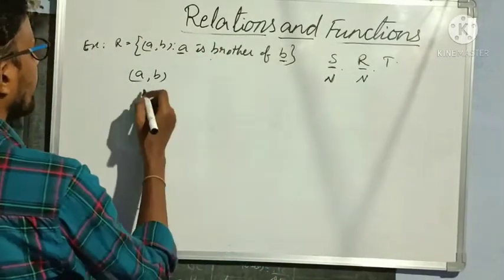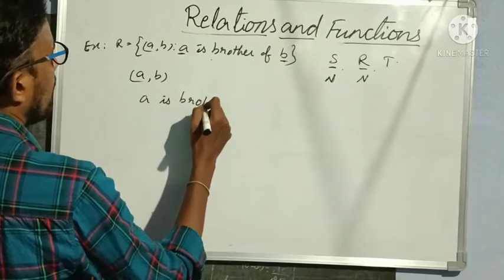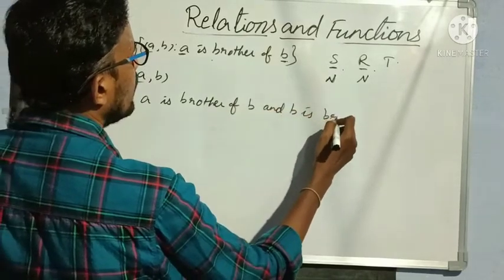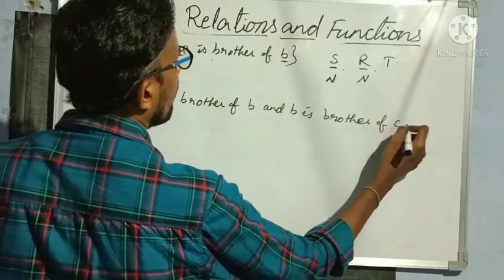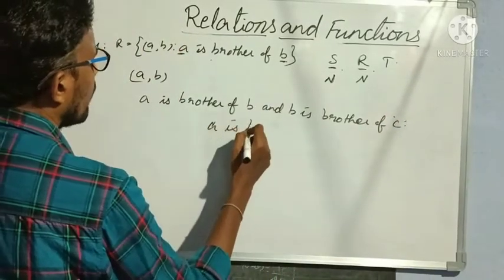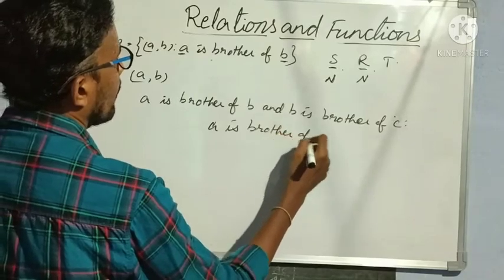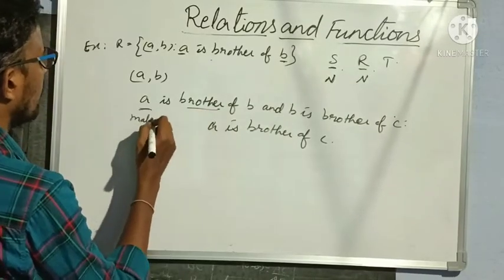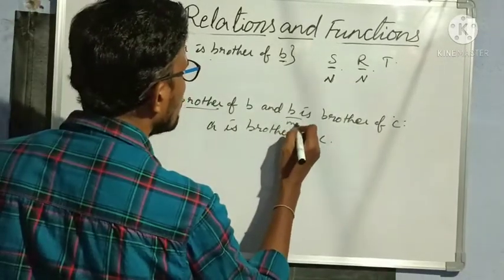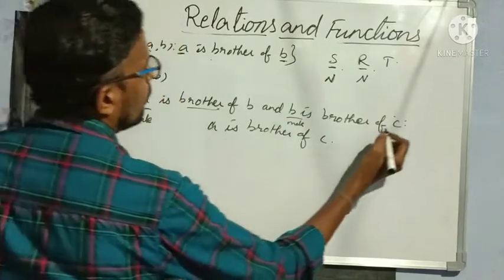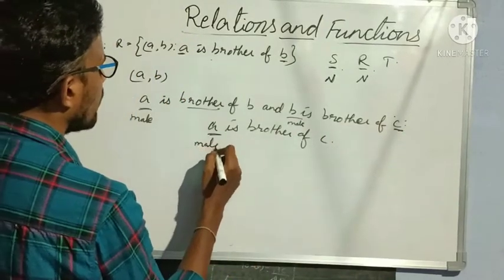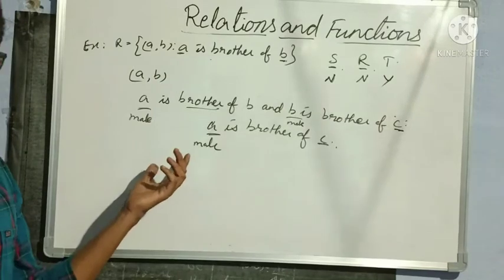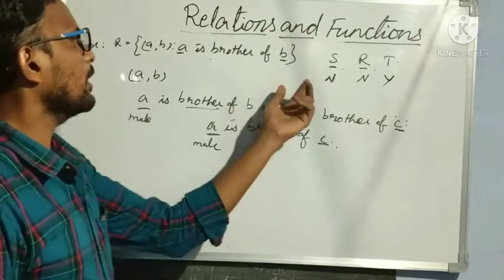In the same way, if I say A is brother of B and B is brother of C, then A is brother of C. Is this condition satisfied or not? Here A is brother of B means he is male, and we are saying B is brother of C, so B is also male. So without doubt we can say that A is male, so A is brother of C, right? So this is transitive, so this is yes. At least now you understood how to find out whether a relation is symmetric, reflexive and transitive.